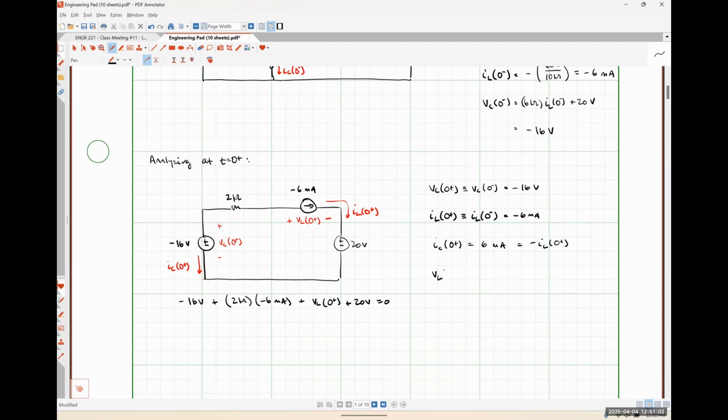And so solving this for VL, let's see here. So add 16, subtract 20. So that's minus 4. And then add 12 is positive 8. Let me just double check. Negative 16 minus 12 plus 8. Well, I should turn my calculator on. Negative 16 plus, excuse me, minus 12 plus 8 plus 20 does indeed equal 0.